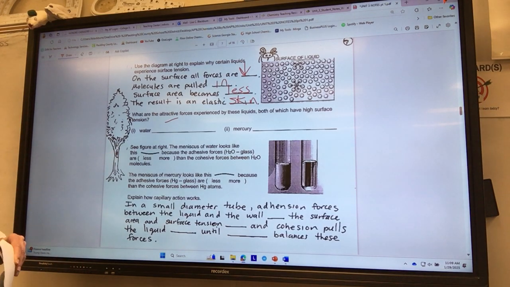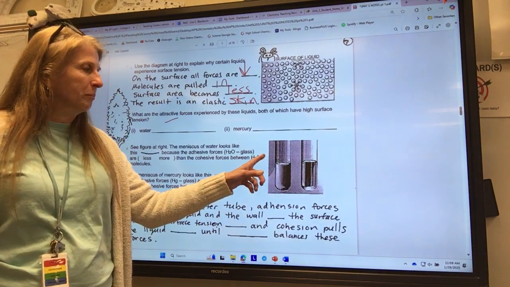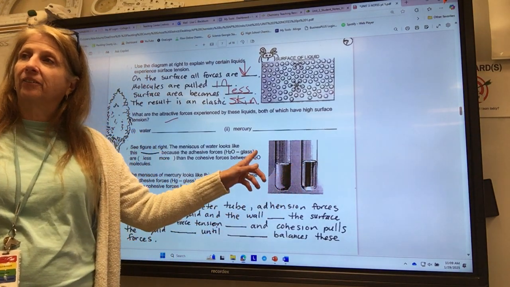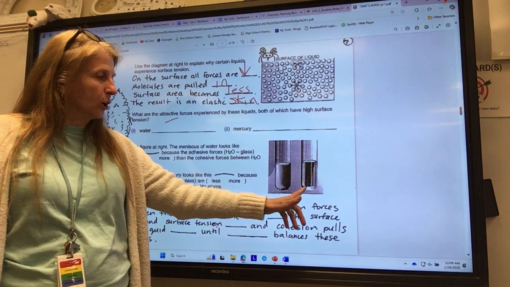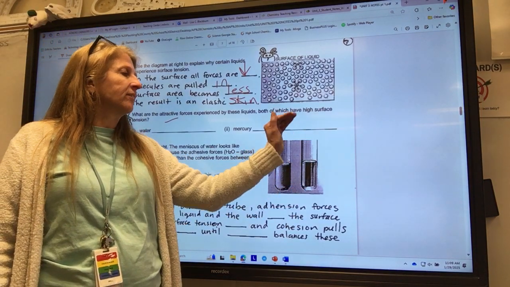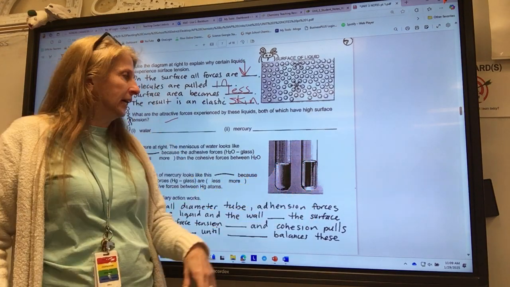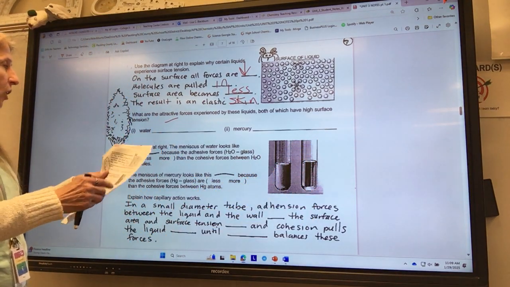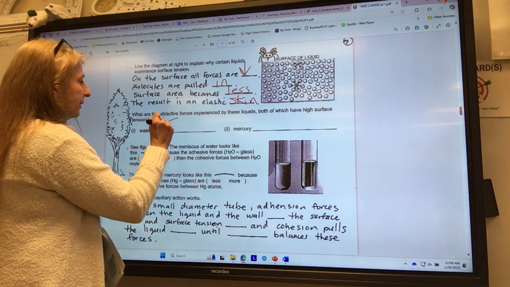Now, what are the attractive forces experienced by these liquids, both of which have high surface tension? Here we've got water, whose meniscus, remember what that is, the curve goes down. And here we have mercury, whose meniscus goes up. It bows up if you had a test tube of mercury. So what is the difference? Water, what's making it stick together is hydrogen bonding.